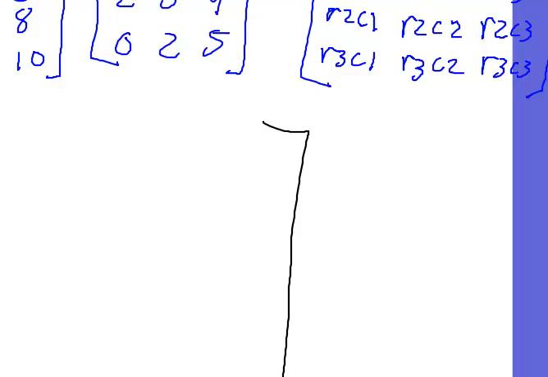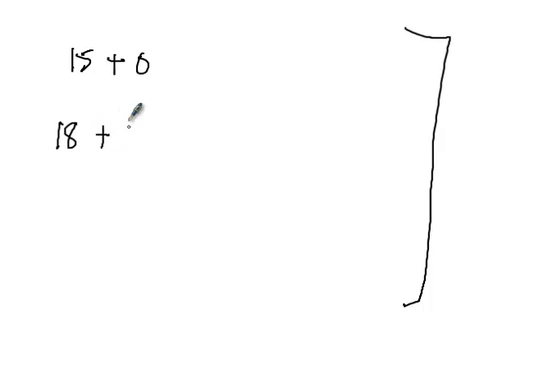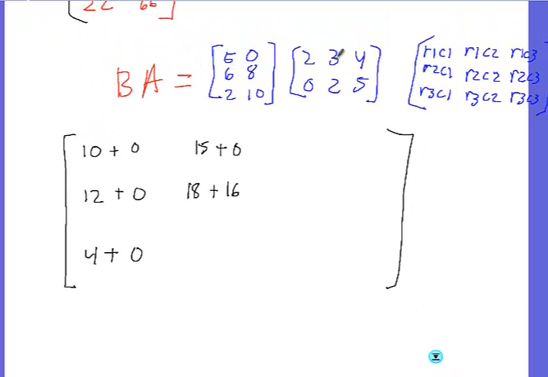Now we're going to get our second column. Row 1, column 2. So 5 times 3 is 15. 0 times 2 is 0. Row 2, column 2. 6 and 8 times 3 and 2 gives us 6 times 3 is 18, 8 times 2 is 16. Row 3, column 2. 2 and 10, 3 and 2. So 2 times 3 is 6. 10 times 2 is 20.